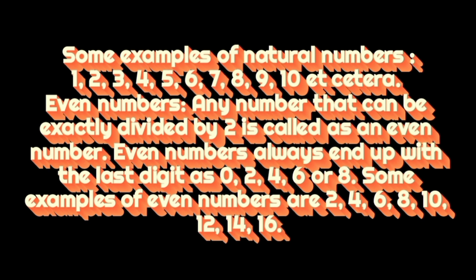Even numbers. Any number that can be exactly divided by 2 is called an even number. Even numbers always end with the last digit as 0, 2, 4, 6 or 8. Some examples of even numbers are 2, 4, 6, 8, 10, 12, 14, 16.